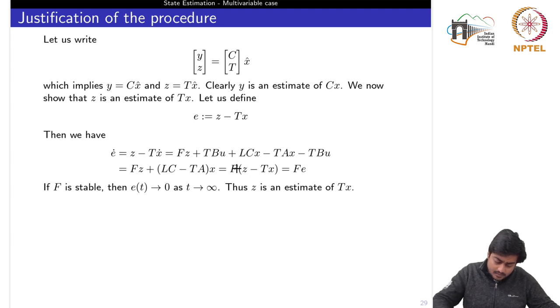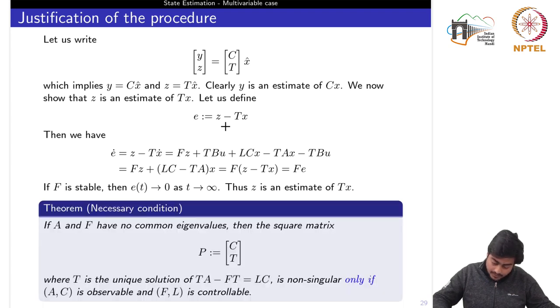So now if we go through a similar procedure to ensure whether the designed estimator basically gives us the estimate, this is the standard procedure that you can follow. Now this is the main result. So basically this is only the necessary condition: if the matrices A and F have no common eigenvalues, then the square matrix P, which is formed by combining the C matrix and the T matrix, where T is obtained by solving this Lyapunov equation, is non-singular only if this pair is observable.